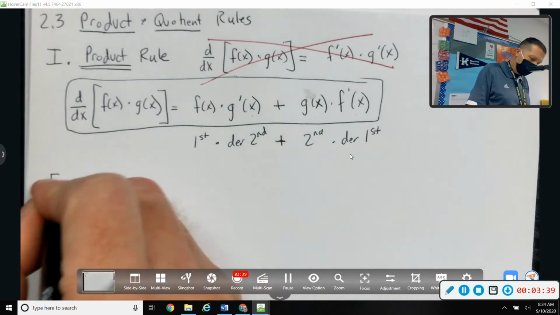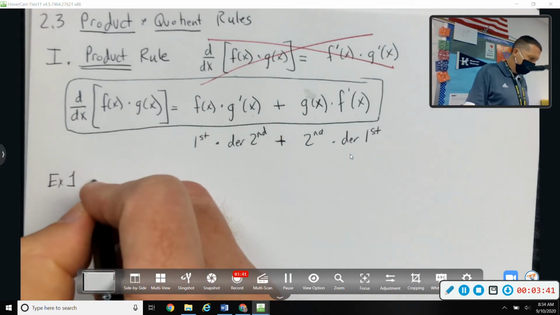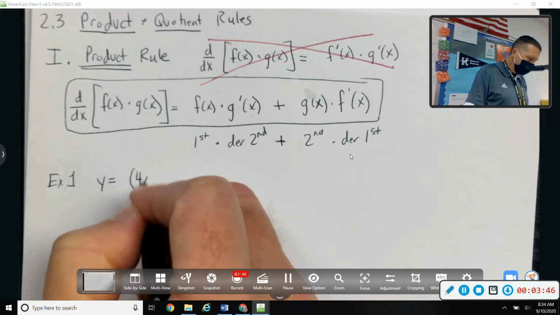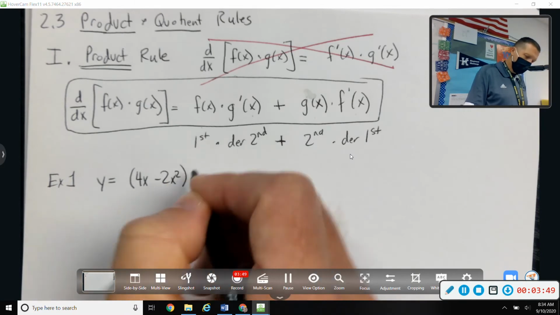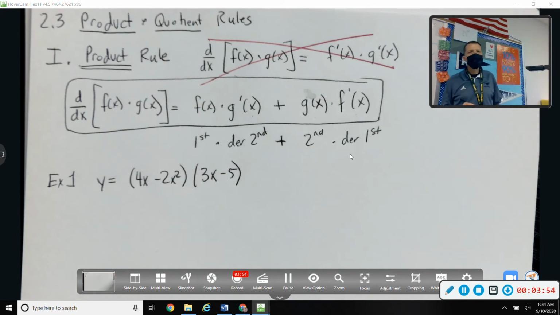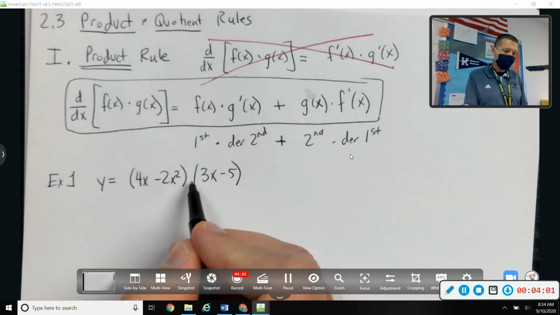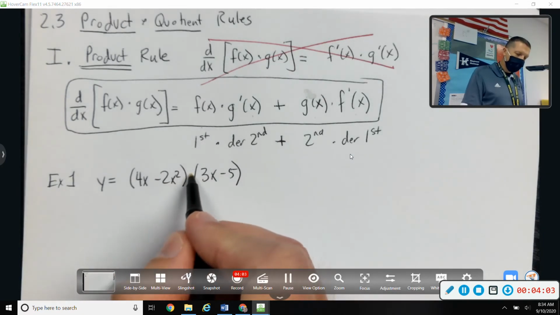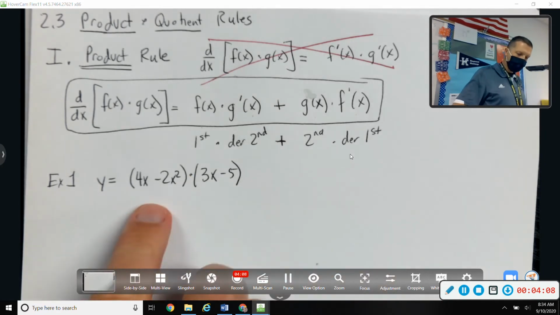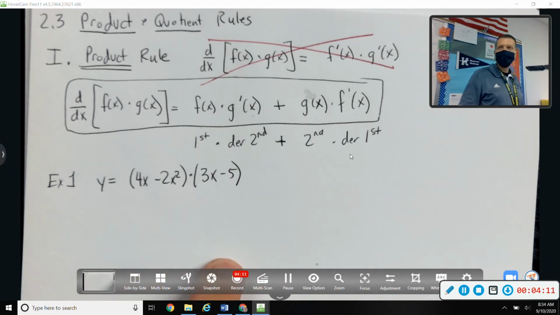Let's do some examples of this. Let's say y equals 4x minus 2x squared times 3x minus 5. So I guess first thing we notice is this is a product rule question because we're trying to find the derivative of a product. And it would be nice if I could just say, oh, it's the derivative of this one times the derivative of that one. But it doesn't work that way. You've got to use the product rule.